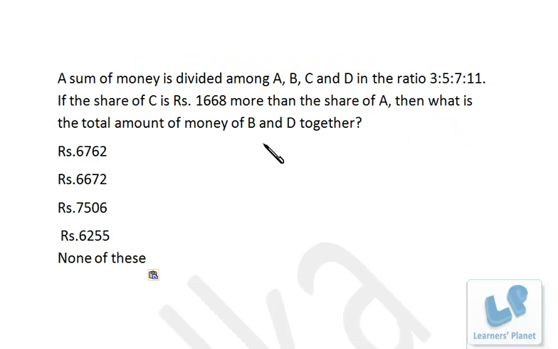Now a sum of money is divided among A, B, C, D in this ratio. If the share of C is 1668 more than the share of A, then what is the total amount of money of B and D together? A and C, 3 and 7. The difference is 4 parts. Now 4 parts is 1668. In case of B and D, the total is 5 plus 11, 16 parts. Now 4 parts is 1668, that means 16 parts will be 4 times this, right? So 1668 into 4.